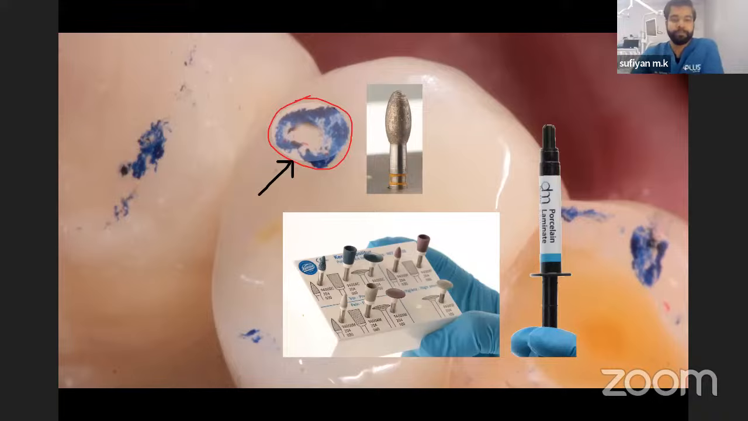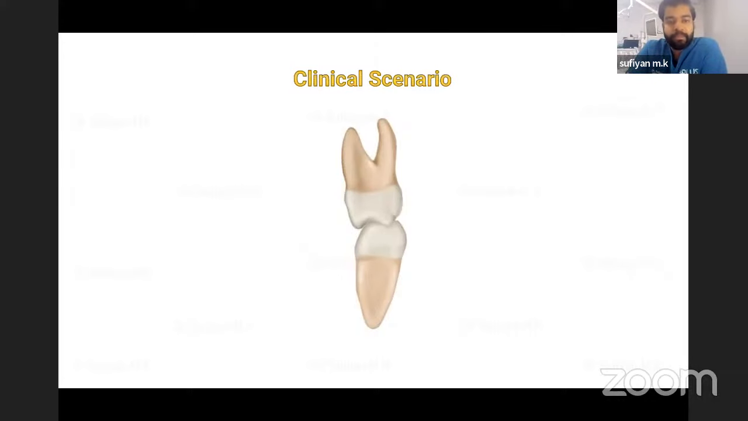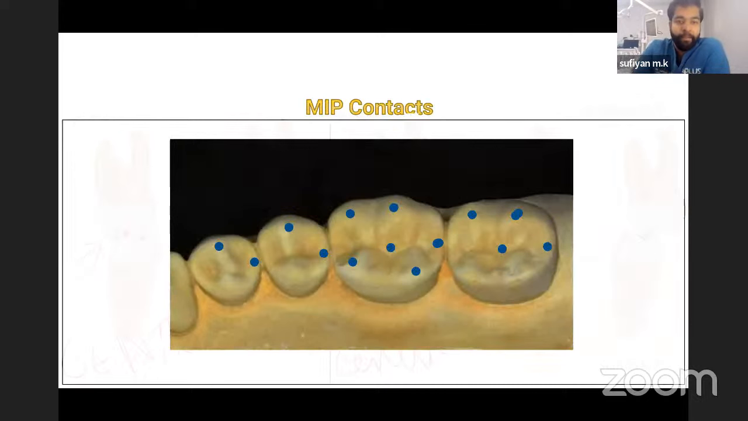You get this point? So imagine this clinical scenario. Okay, that was about the static occlusion, right? So imagine this clinical situation here. This is the upper molar and the lower molar in ideal occlusion, right? Centric bite, the patient has bitten in the centric. You will see ideal occlusal paper marking, right? So those are the MIP contacts. Okay, that's the static maximum intercuspation contact that the patient is having.